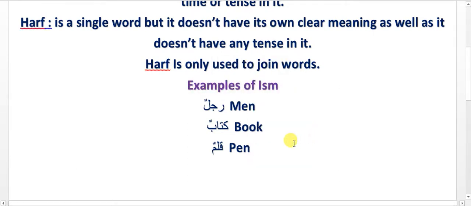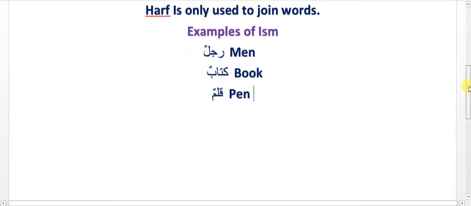To help you understand ism and harf more clearly, I am also going to teach you the definition of Ilm-Un-Nahw as well as the definition of fi'l. This will help you a lot. Okay, now I am going to give the examples of harf also.